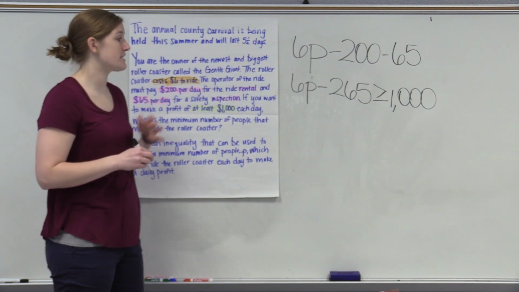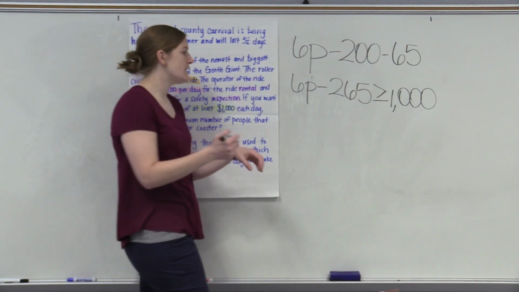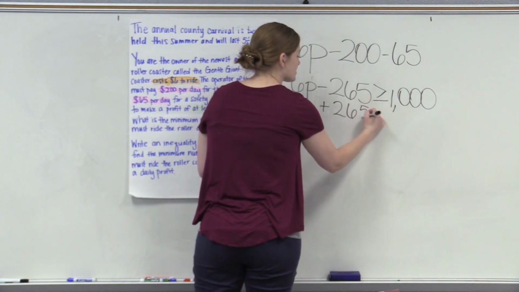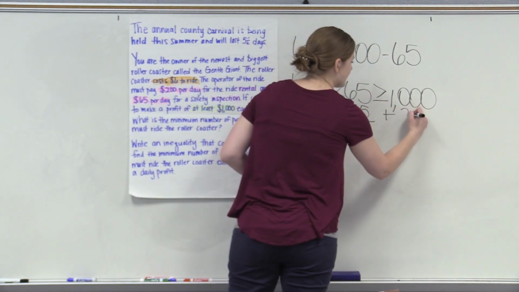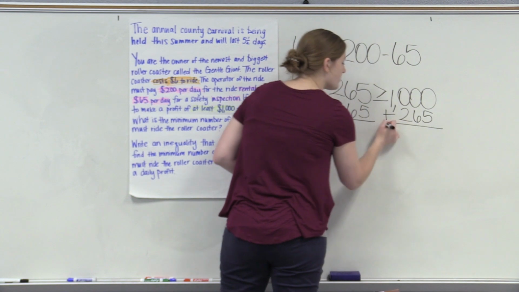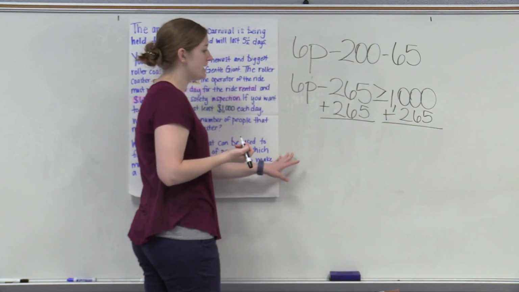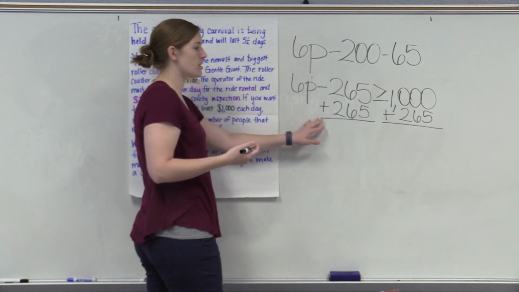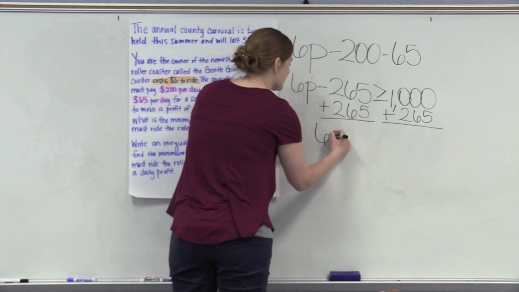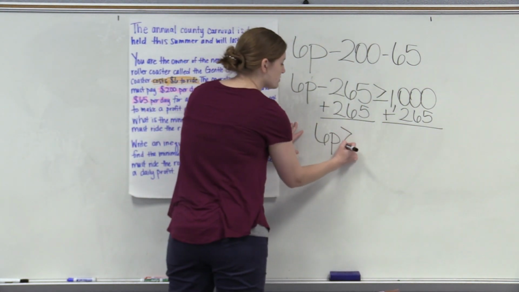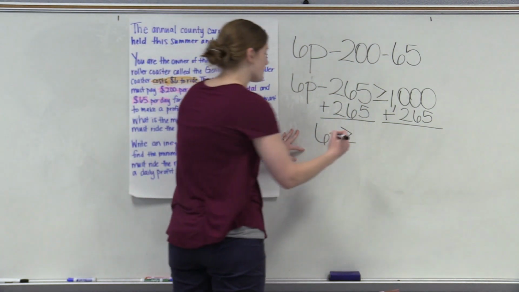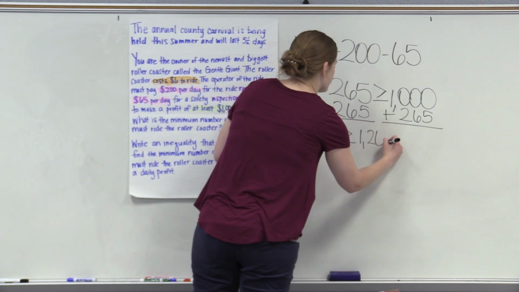I hope you said to add 265. Since subtracting 265 is what's happening here, we need to use the inverse operation, which is to add 265 to both sides of that inequality. Now, negative 265 plus 265 gives me 0. I'm left with 6P here. And then we have our greater than or equal to sign. And then 1,000 plus 265 is 1,265.